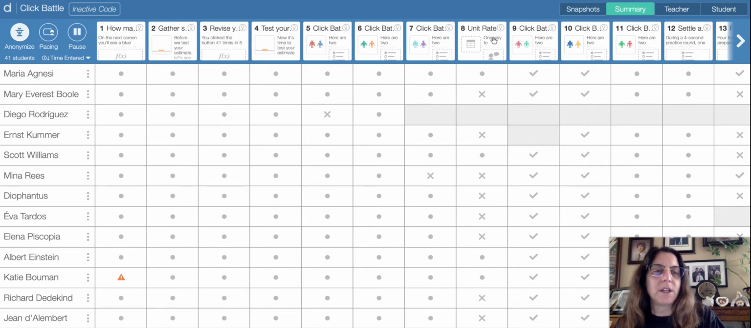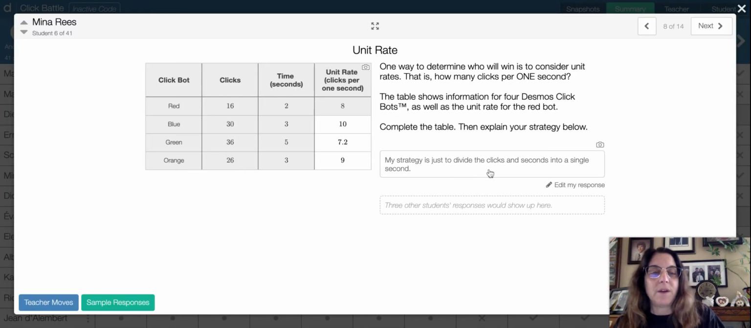When you look at the lesson, under Summary, you can see all the students and all the work they've done. You can see the dot means the student has completed that particular slide. The check marks mean they got the slide correct, and X means they did something wrong on the slide, or maybe it's incomplete. So let's look at this student, and we can see the work isn't quite complete here.